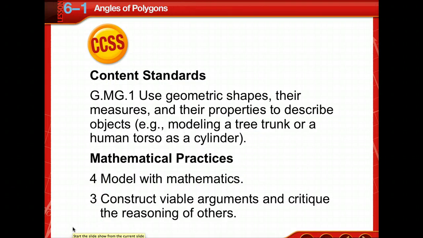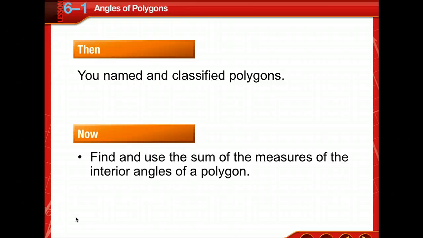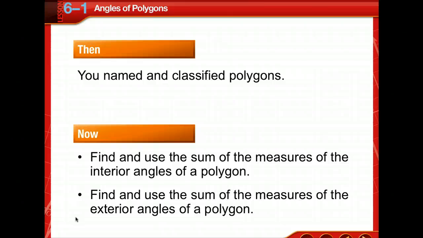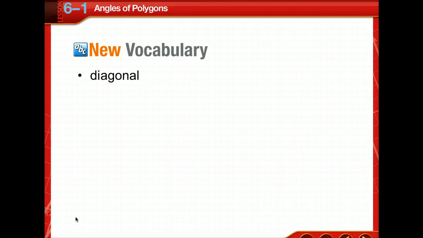Well, today we're going to be learning about angles of polygons. These are our content standards and our mathematical practices that we'll be using in the assignment today. You have previously named and classified polygons. Now we're going to find and use the sum of the measures of the interior angles of a polygon, and we're going to find and use the sum of the measures of the exterior angles of a polygon. We have one new vocabulary word, diagonal.